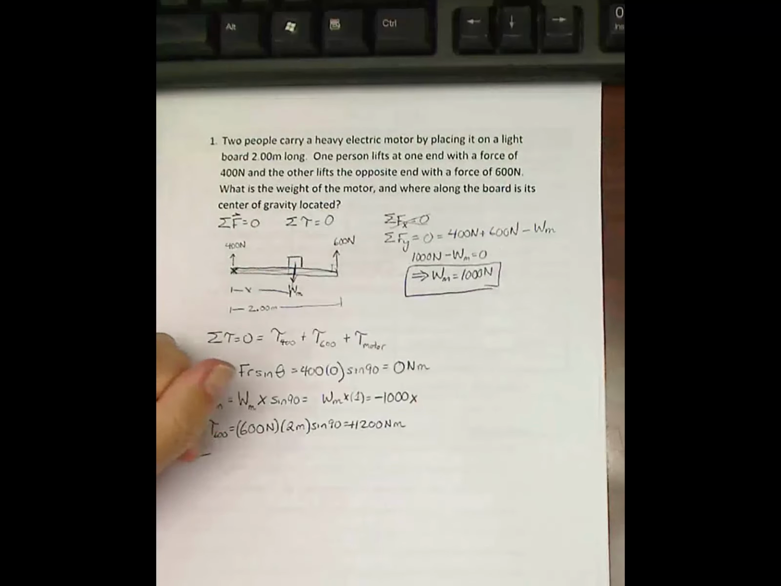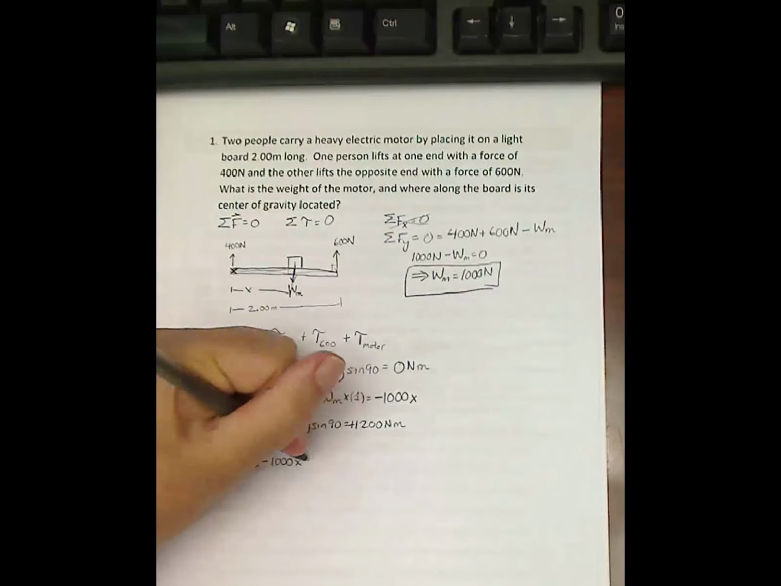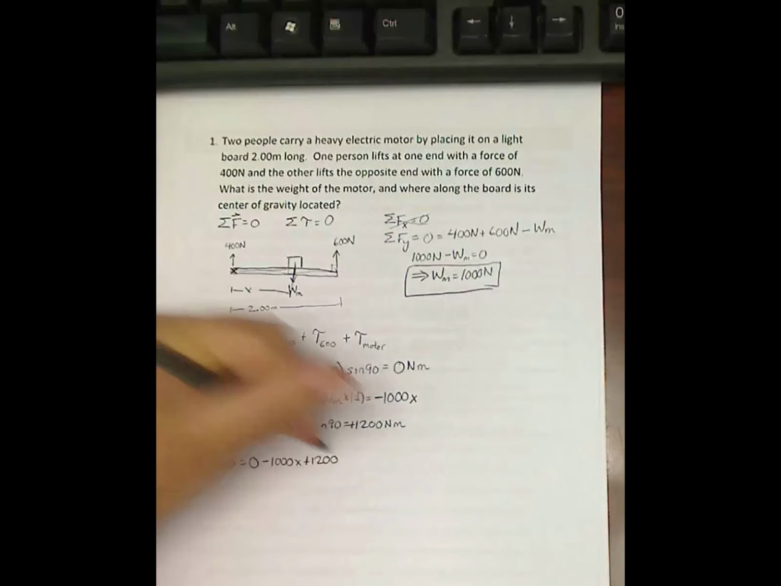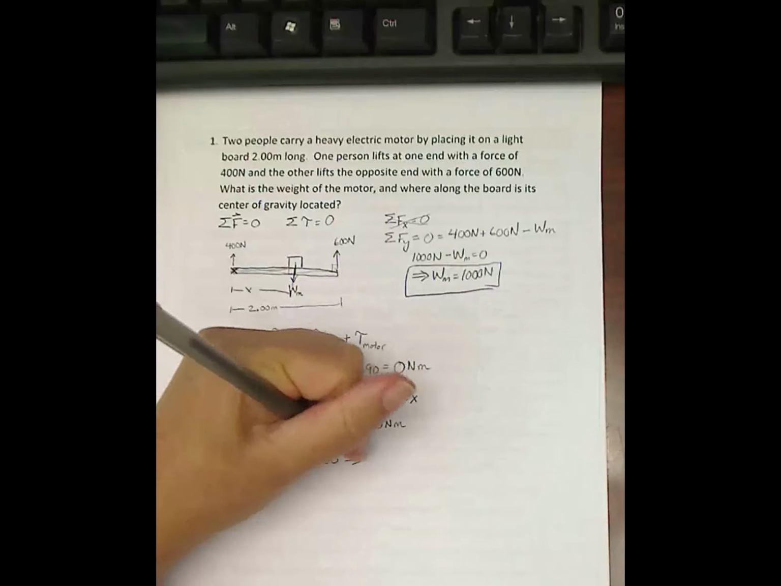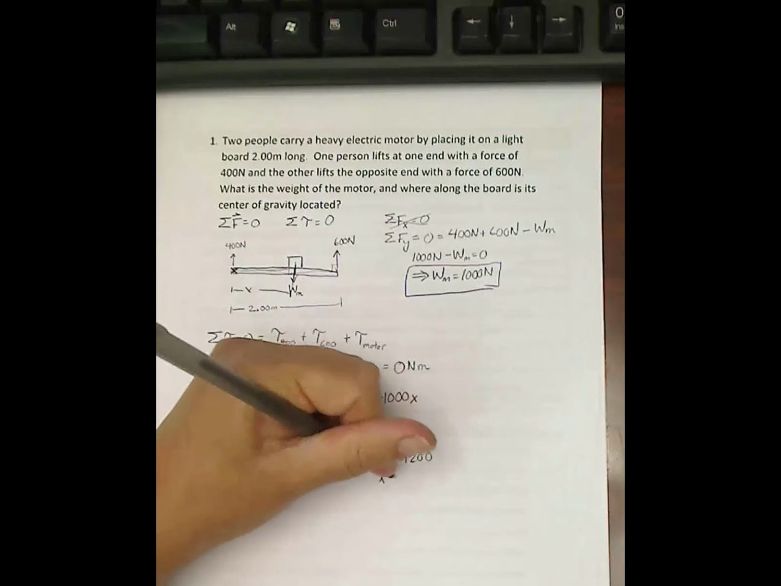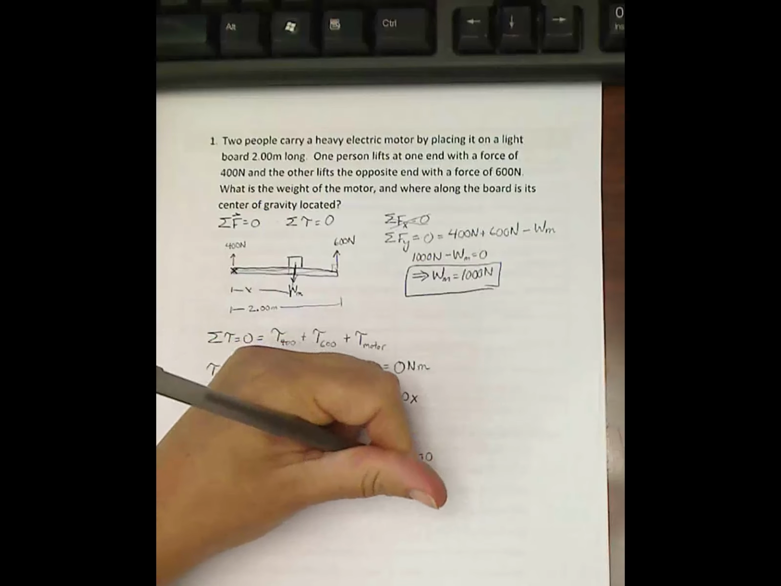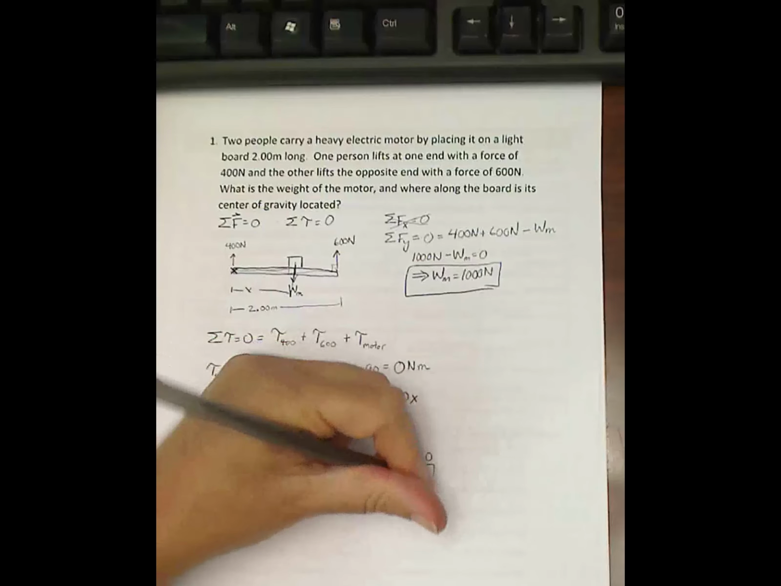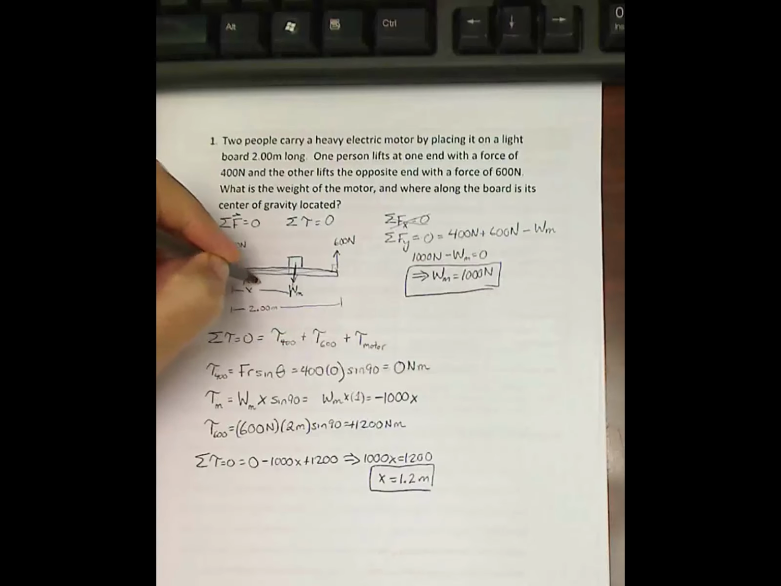So sum of the torques is 0. I've got 0 minus 1,000x plus 1,200 is equal to 0. So that means 1,000x is equal to 1,200, or x is equal to 1.2 meters. Okay, so the motor is located 1.2 meters from the end with the 400 Newton force.